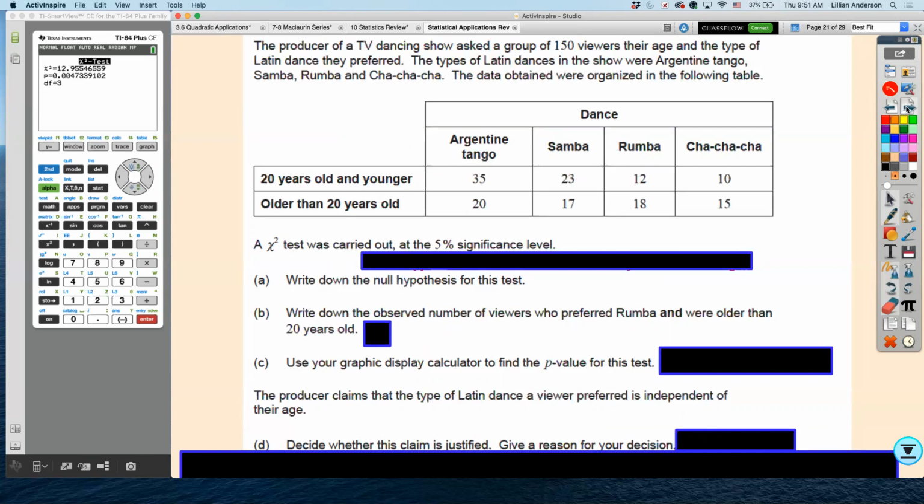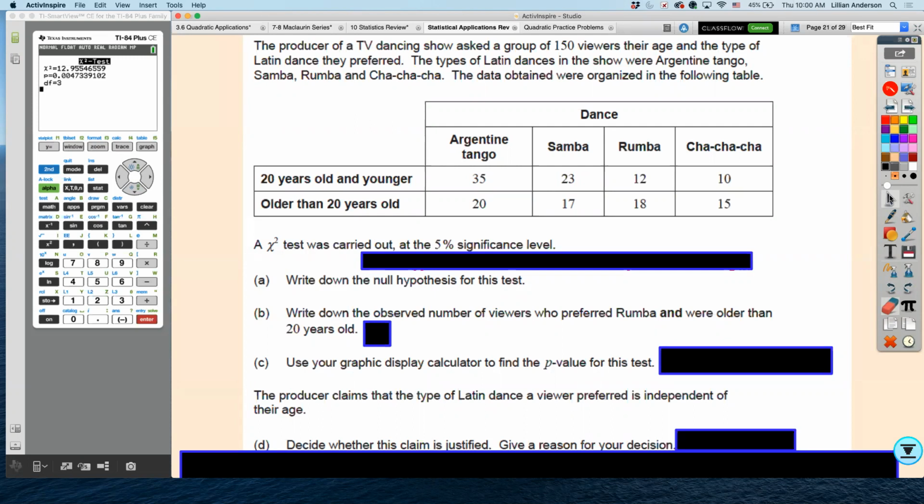So, Hunger Games. A producer of a TV dancing show asked a group of 150 viewers their age and the type of Latin dance they prefer. The types of Latin dances in the show are Argentinian tango, samba, rumba, cha-cha-cha. And the data obtained were organized into the following table. No totals, just your raw data. A chi-square test was carried out at a 5% significance level. So write down the null hypothesis.